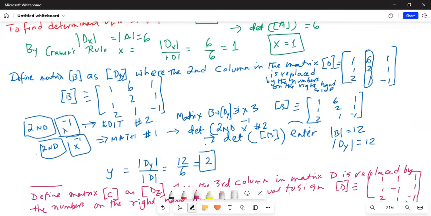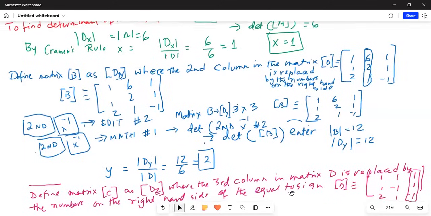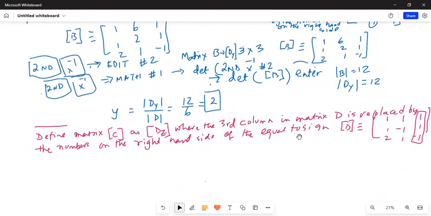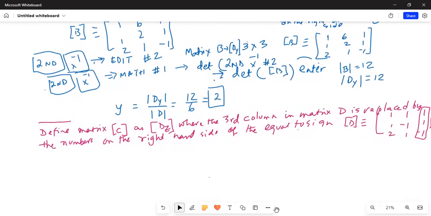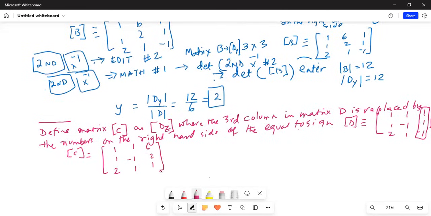And now I'm going to replace this column. So matrix C will be 1, 1, 2. The first two columns are untouched. The last column will be replaced by the numbers 6, 2, and 1, which are the numbers on the right-hand side of the equal to sign.